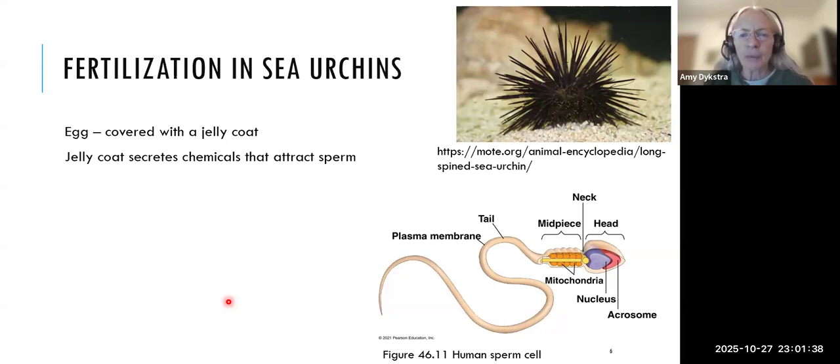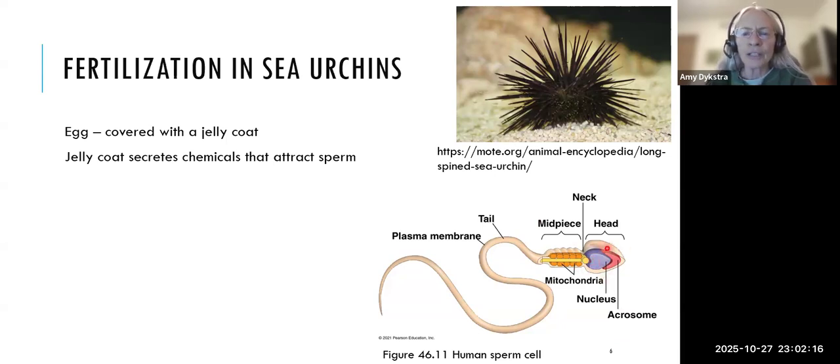Now, I want to talk a little bit about the structure of a sperm. This is a picture of a human sperm cell, which I pulled from chapter 46. But the sperms of the echinoderms are going to be similar in that they're going to have a head. They're going to have this mid piece that has a lot of mitochondria. They're going to have the tail. And the whole thing is surrounded by a plasma membrane. This is, remember, just one cell. So the head contains the nucleus. The nucleus contains the DNA. That's really important. That's the main contribution of the sperm to the next generation.